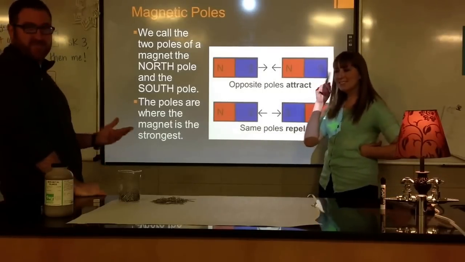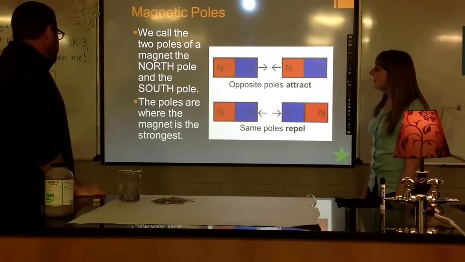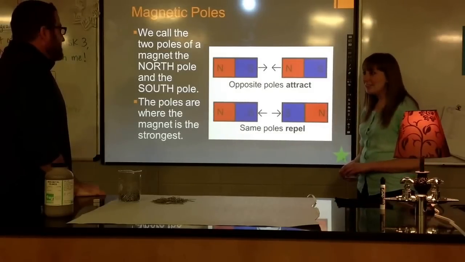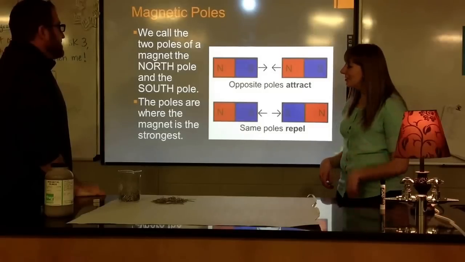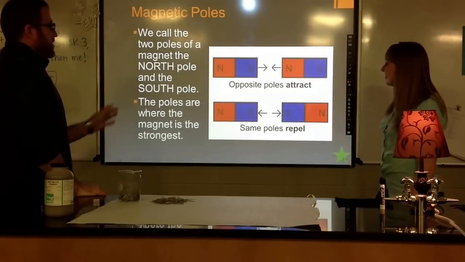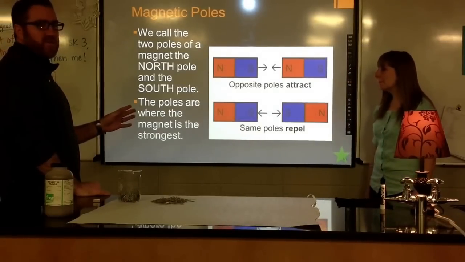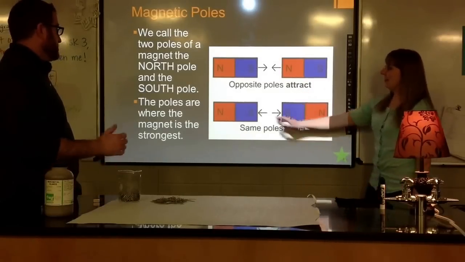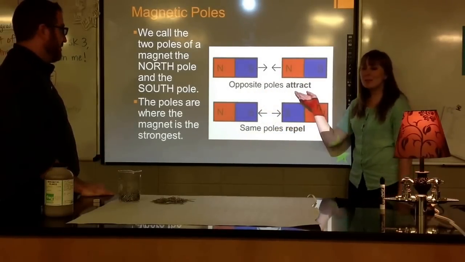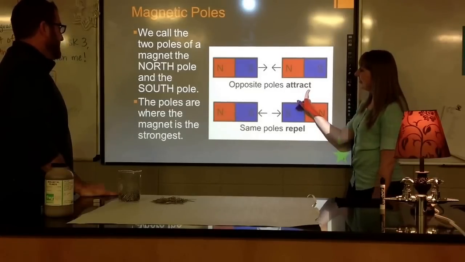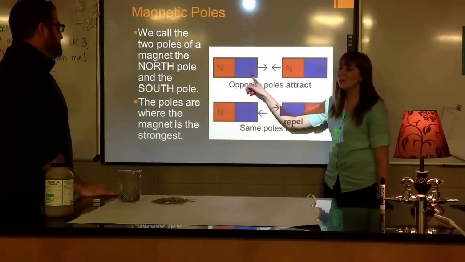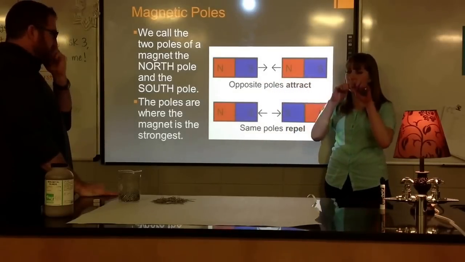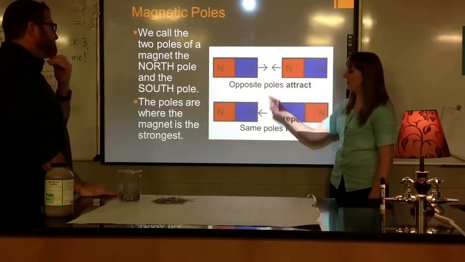Okay. All right. The poles are the part of the magnet where it is the strongest, and you'll see that in some of our demonstrations today. All right, so opposite poles attract or repel? Here we go. Opposite poles, they are going to attract each other. So here we have the South Pole end, the North Pole end, and those two ends of each of those magnets are going to be attracted to each other.